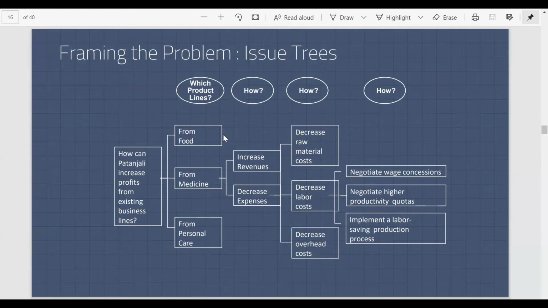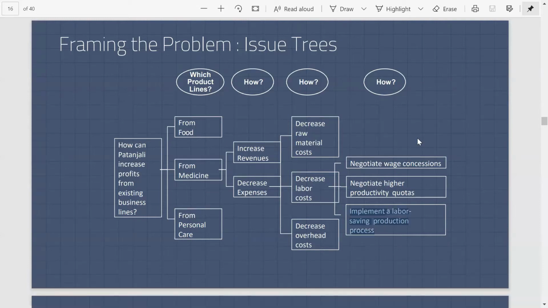Now, another way is this. At the end of this issue tree, let's say I assumed that even with labor, I can't do much. Labor cannot be negotiated with, because after lockdown it was very hard to find labor. So I can't ask them to work more, and I can't ask them to reduce their price. So maybe I implement a system and reduce only the total labor requirement. This is the hypothesis that I have will solve my problem. This is the end point of my issue tree, let's say, in this case.